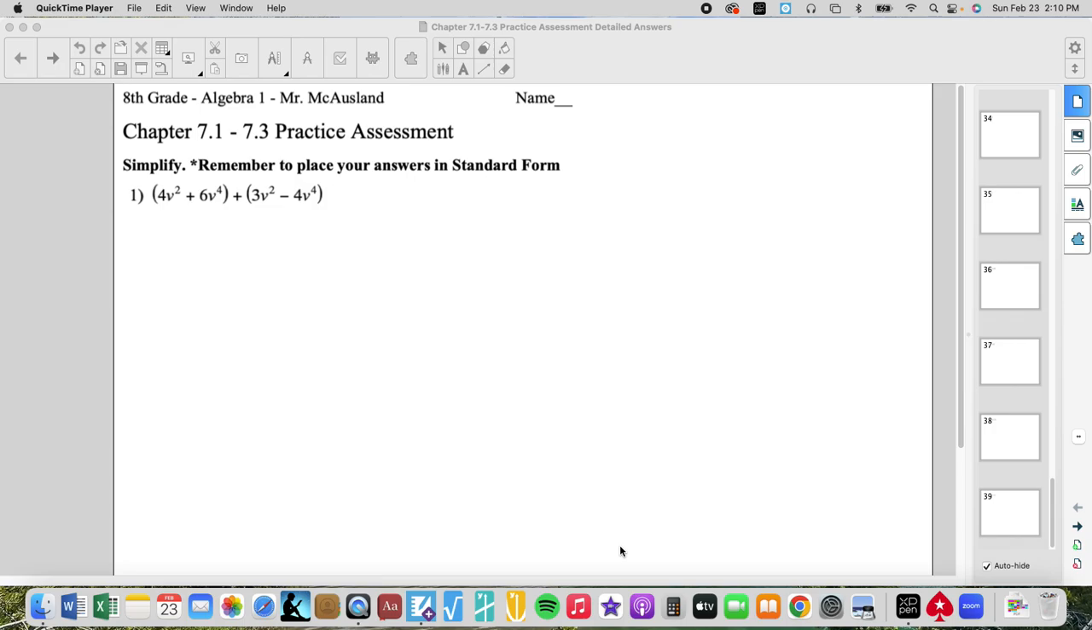7.2 is multiplying polynomials. 7.2 part 1 is distributing. You have a monomial times a polynomial, so you're just distributing one term. And then the second half of 7.2 is when you multiply binomials, a binomial times a binomial, two terms. So you do a double distribution is what we call it. And then 7.3 focuses on the special cases of those products of binomials.